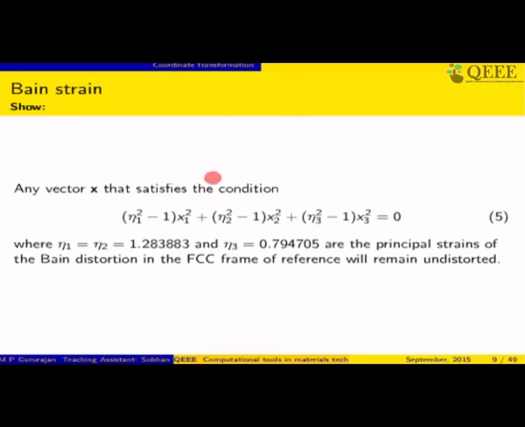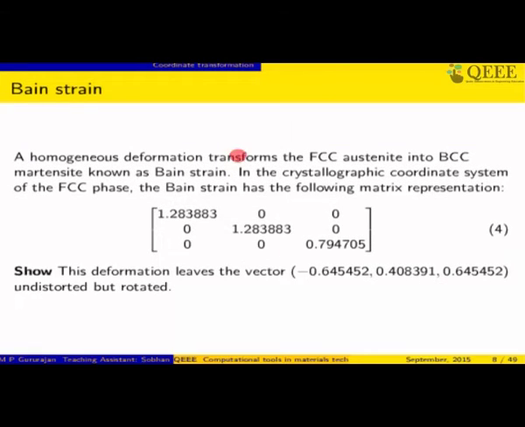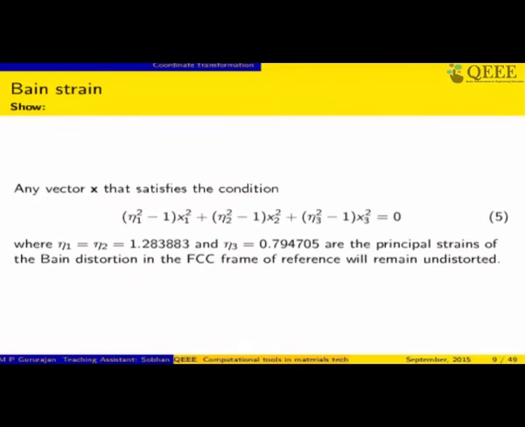Okay, so that's what we saw. And if you have this, here again it is not 1.28 but 1.123883. Okay, so please remember. These are the principal strains of the Bain distortion in the FCC frame of reference. So anything that has this vector form.